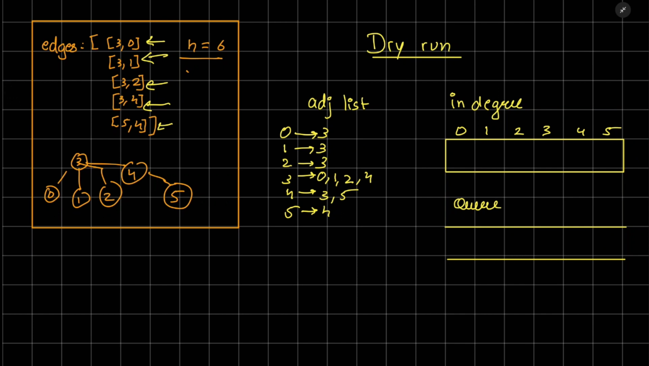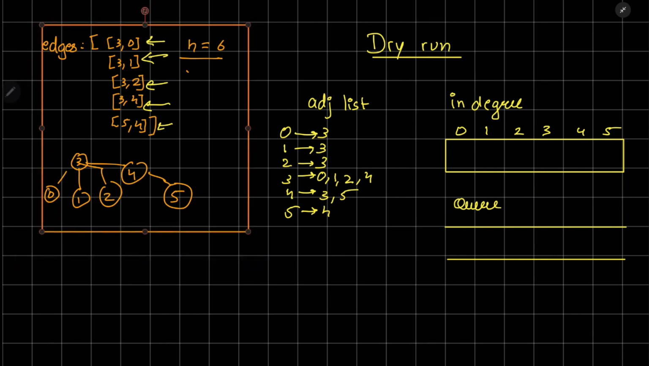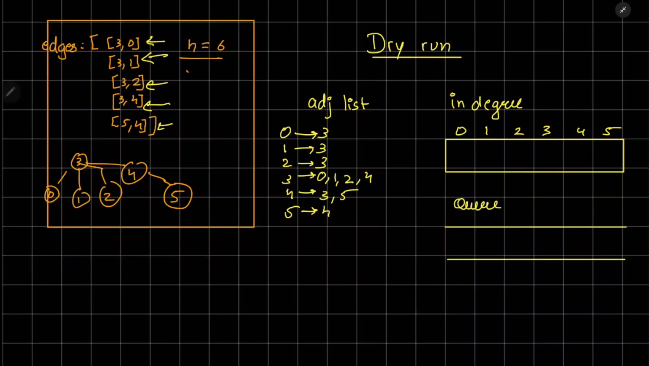Now while making the adjacency list, we will also update the in degree array in the code. What you have to do is, for every edge, increase the in degree of both the vertices. So for this 3 0 edge, the in degree of 3 will be increased by 1. Initially all of it will be 0, 0, 0, 0. So let's mark it 1. The in degree of 0 will also be 1.